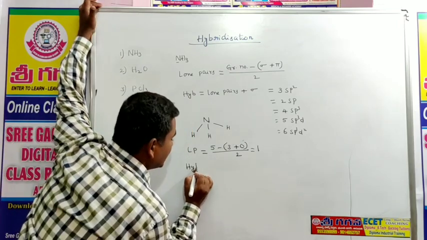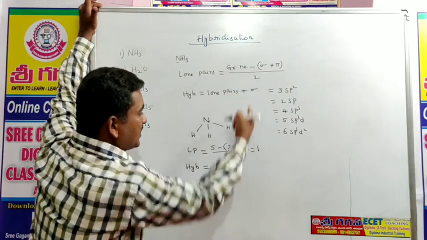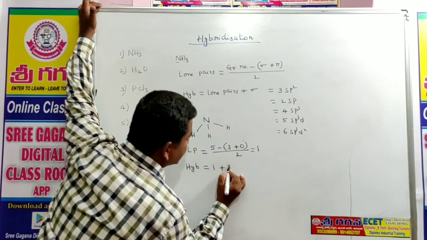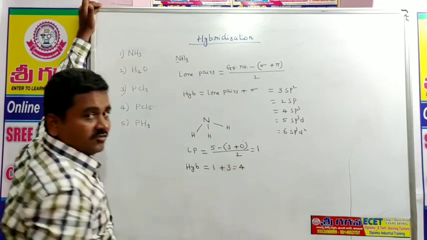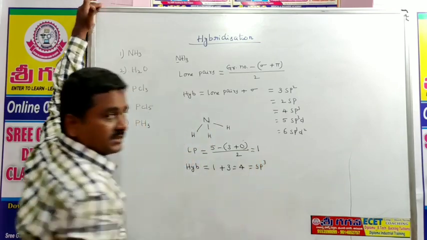Now we can find hybridization from this formula: lone pairs plus sigma bonds. Lone pairs 1, sigma bonds 3. We get 4. So its hybridization is sp3.